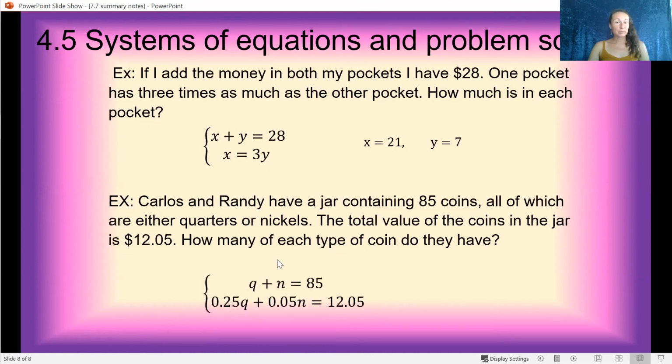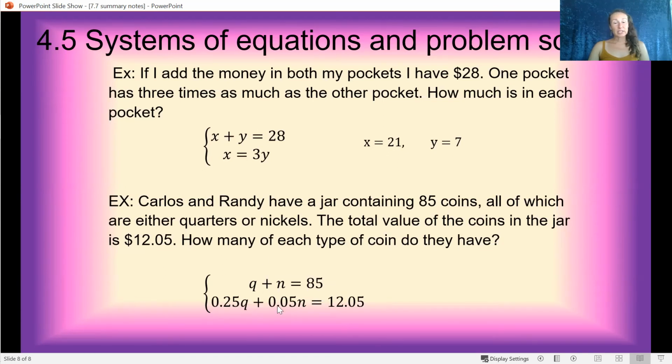That's how we come up with these two equations. The number of quarters plus the number of nickels gives us 85, right? A count of 85 coins. But if we multiply the number of quarters times their value, and we add that to the number of nickels times their value, we're going to get the total value of money that we have in this jar, $12.05. So that's how you're going to set up your two equations there. The tricky part here is realizing that Q and N represent the number of coins because we've decided they should, not the money value of those coins, okay?